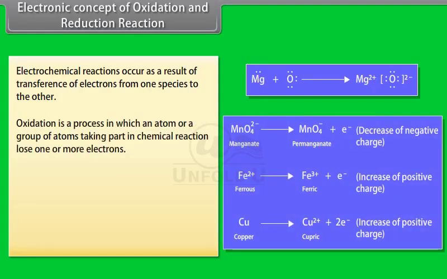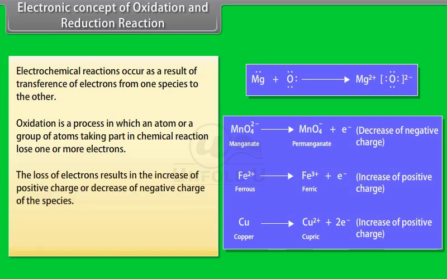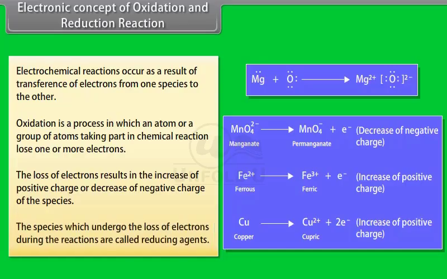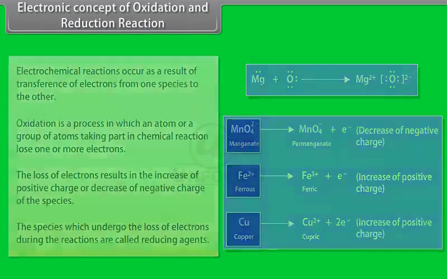Oxidation is a process in which an atom or a group of atoms taking part in chemical reaction lose one or more electrons. The loss of electrons result in the increase of positive charge or decrease of negative charge of the species. The species which undergo the loss of electrons during the reactions are called reducing agents. MnO4 2 negative, Fe2 plus and CO are reducing agents in these examples.